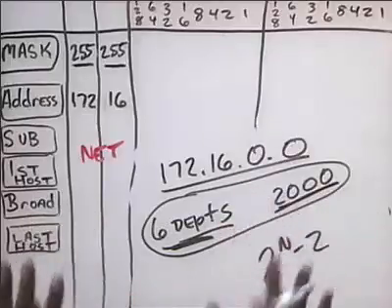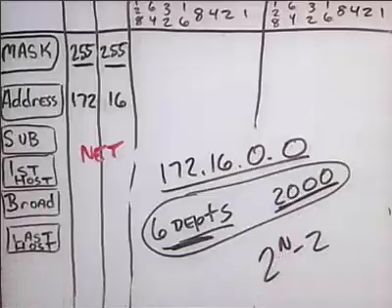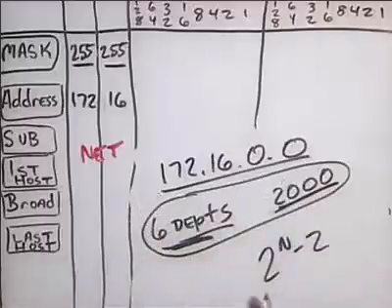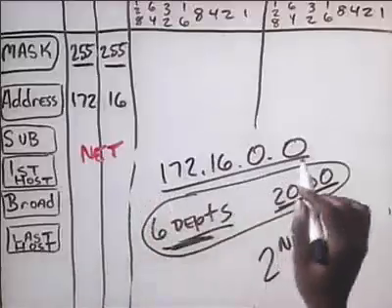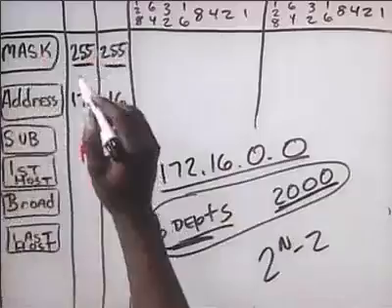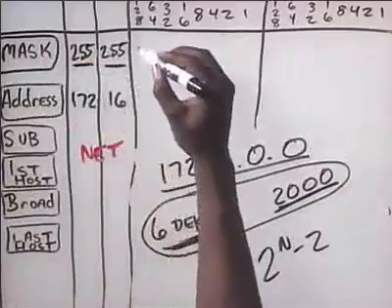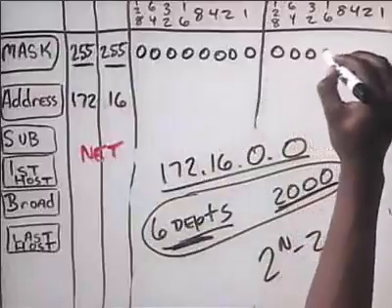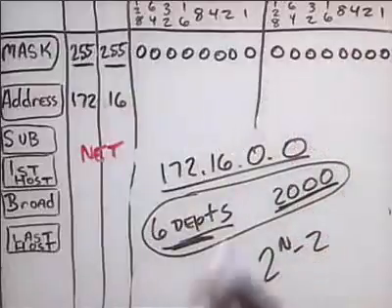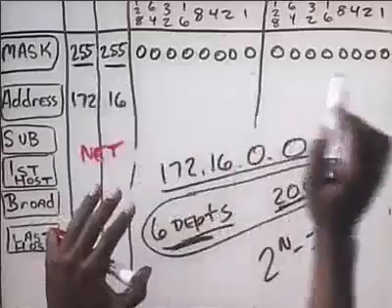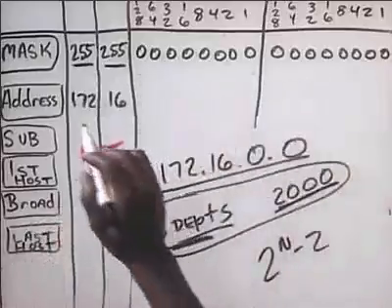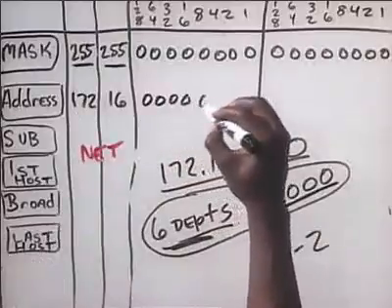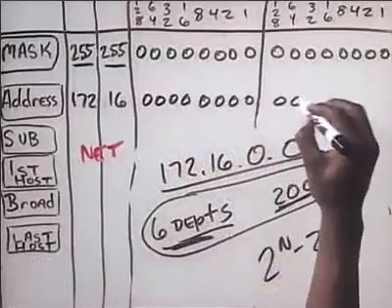Remember, the first thing that we always want to write down is the mask. By default, we have a mask that's given here by the customer since we have a Class B address. The Class B default mask is 255.255.0.0. So this is the default mask that's given. The address that we're given, 172.16.0.0, we want to write that down next.